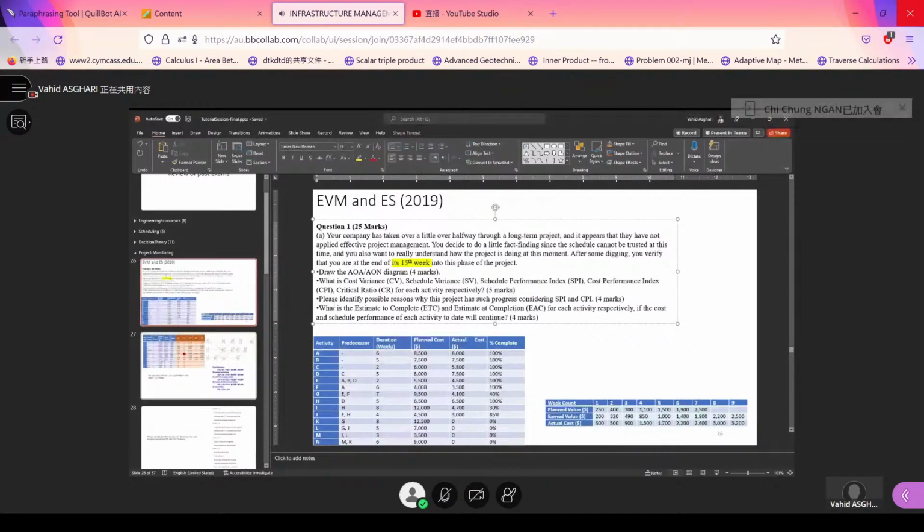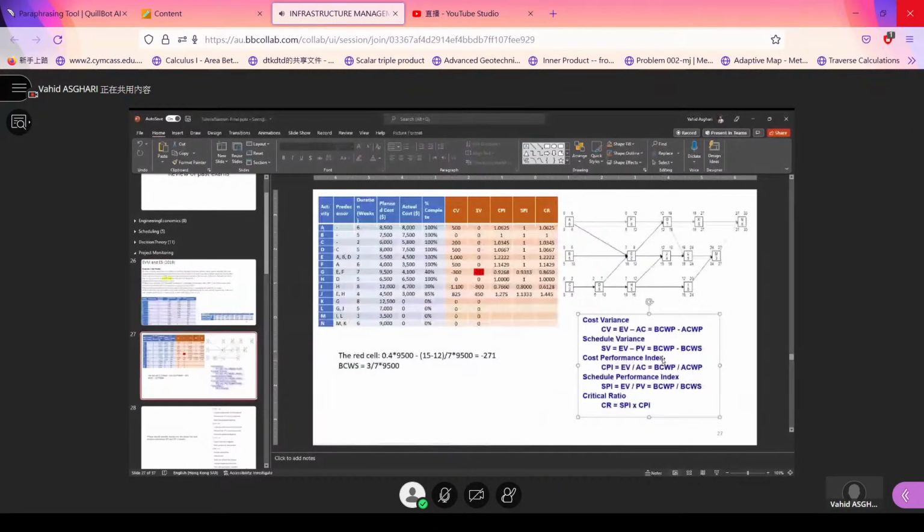Let's see. Yeah, the questions were already provided. Cost variance, earned value minus actual cost. Budgeted cost for work performed minus actual cost for work performed. So how much is it? For activity A, it's actually 8,500 minus 8,000 for the question.